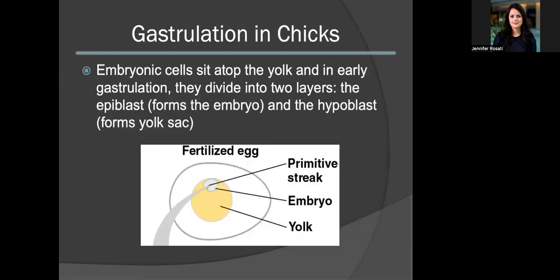We're now going to take a look at the gastrulation process in chicks. If you recall, embryonic cells will sit on top of the yolk. In early gastrulation, they divide into 2 layers. These are termed the epiblast, which eventually will form the embryo, and the hypoblast, which will eventually form the yolk sac.